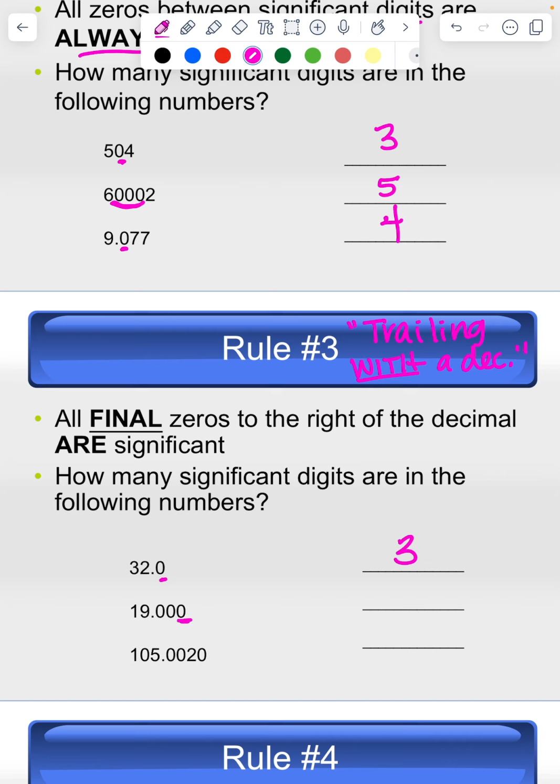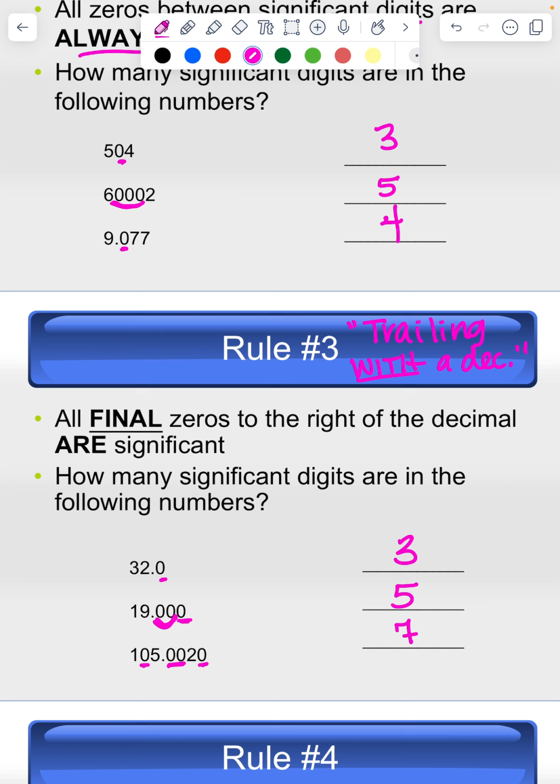19.000. This one is trailing with a decimal, which makes these two sandwiched. All right, that makes 5 sig figs. All right, so we have 1 sandwiched right here. We have 2 zeros sandwiched right here. And then we have a 0 that is trailing with a decimal. All of these zeros are significant. So that gives us 7 sig figs for this number.